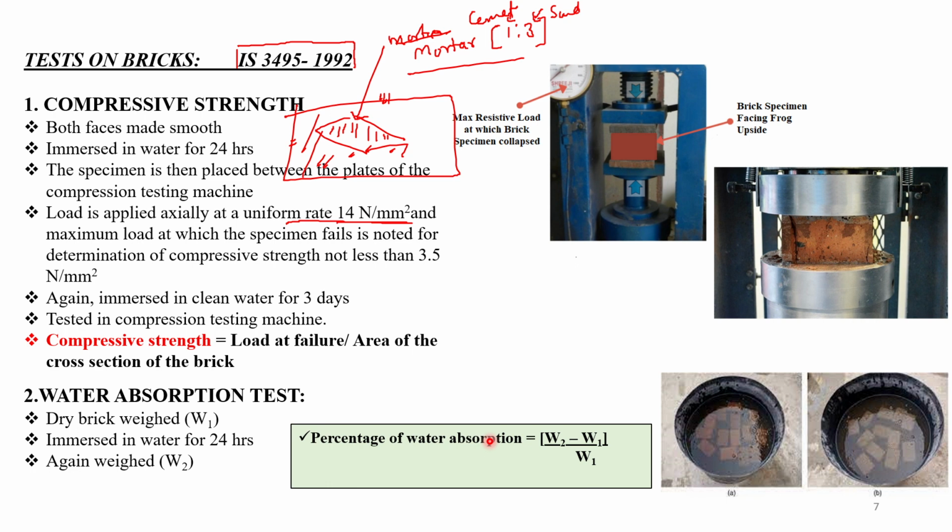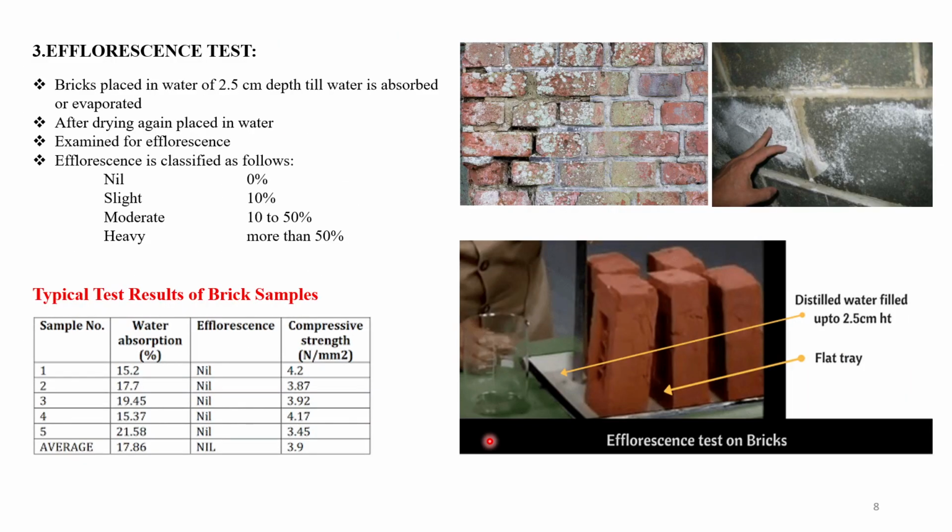Okay. So the IS code recommends that any brick should not absorb water more than 20%. A good brick should not absorb water more than 20%.